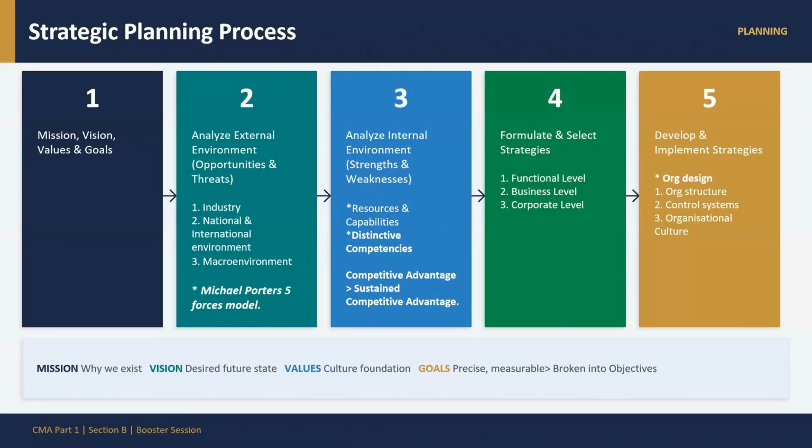Then moving on to the 4th step. It is about formulating and selecting the strategies. Now, when you analyze your external and internal environment, you will know what are the strategies you need to formulate. Okay. And among the formulated strategies, you will select the best one. Now, when you are formulating the strategies, there are 3 levels of strategies that you need to formulate: functional level, business level, and corporate level.